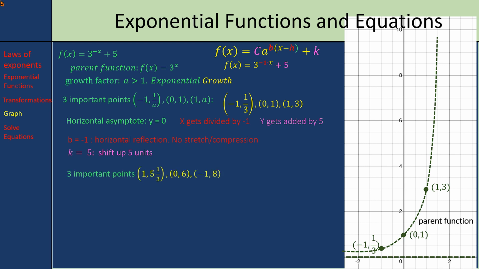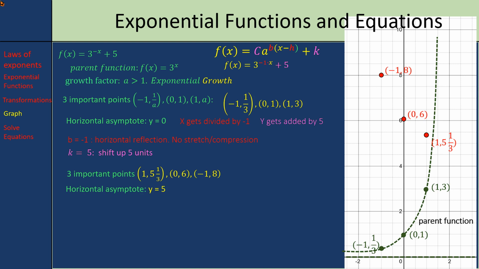So I apply those transformations. X gets divided by -1. So -1 divided by -1 gives me a +1. And then 0 divided by -1 is 0, and then 1 divided by -1 is -1. And then the same thing for the y. I add 5 to it. I got 5 1/3, 6, and 8. So now my graph looks like that with those 3 points.